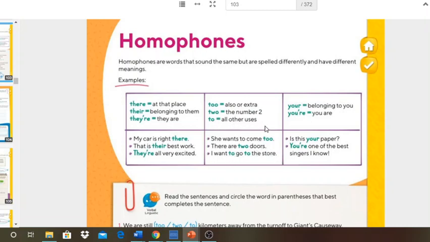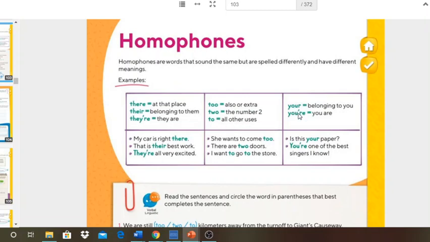To, all other uses. I want to go to the store. So remember, if you see T-O-O, it means also or extra. T-O-O, ¿qué significa? También. T-O, T-W-O, it is the number two, and to, all other uses.